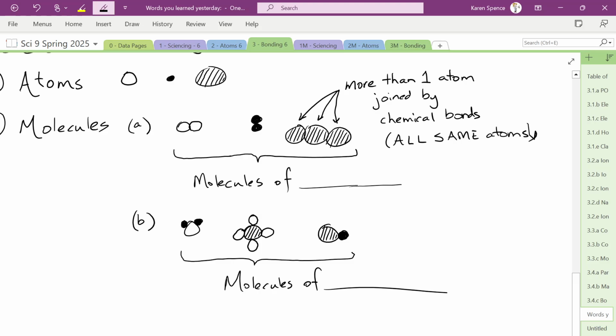And if they're all the same atoms, then we can say that is a molecule of an, what do we call it when all the atoms are the same? All the atoms are the same, that means it's an element. Or an elephant, if you prefer.